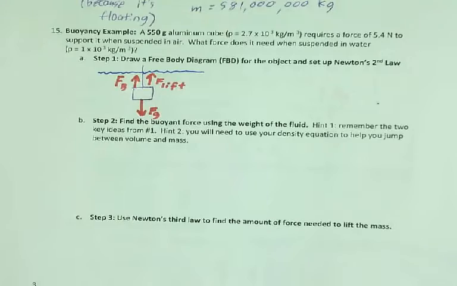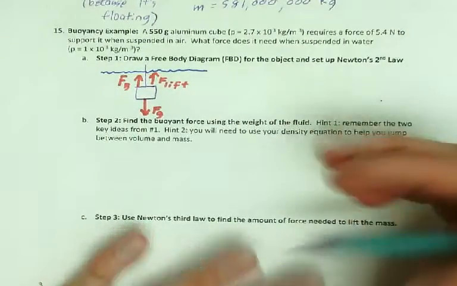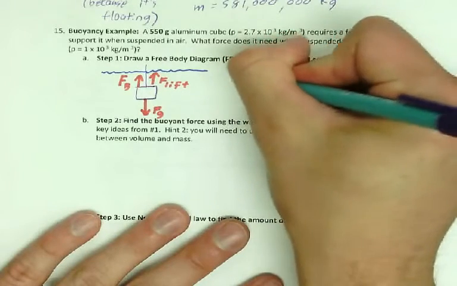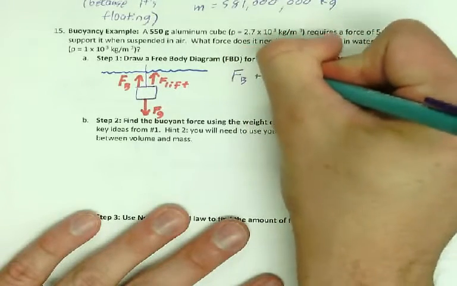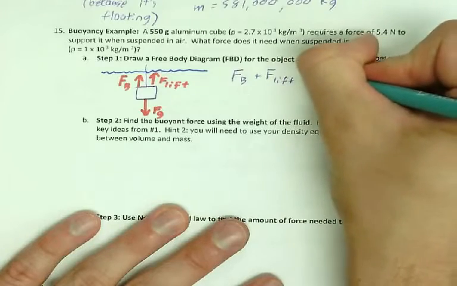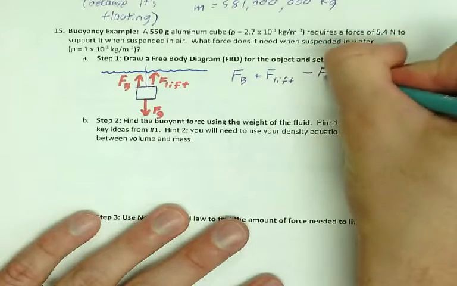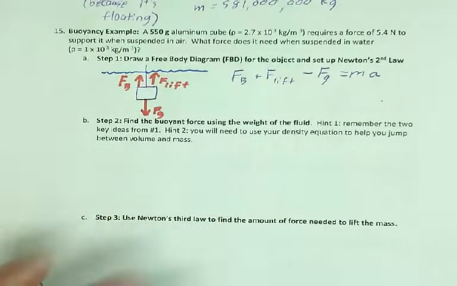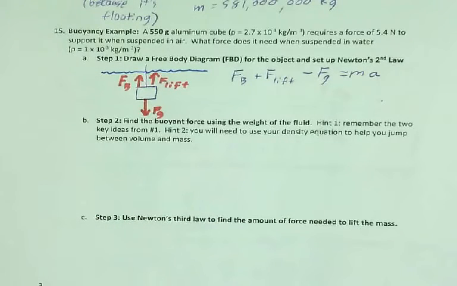So we add all the forces together, being careful to add things in the same direction and subtract things in the opposite. So it's buoyant force plus lift force minus gravity equals ma. There you go. That's all you have to do for step 1.